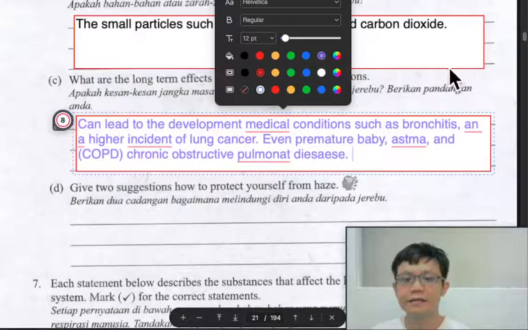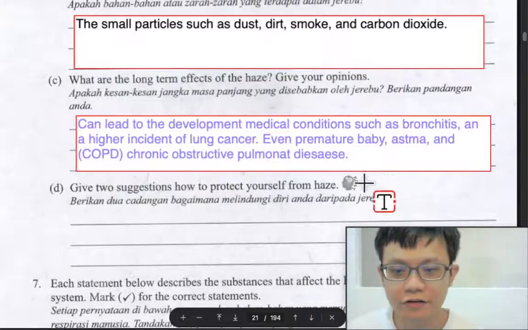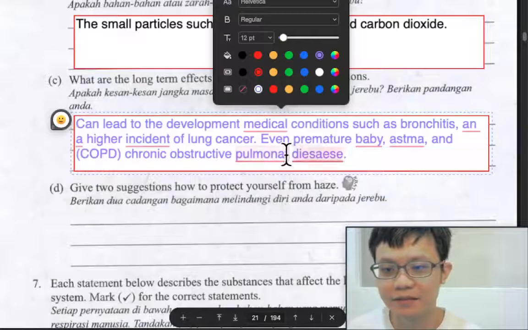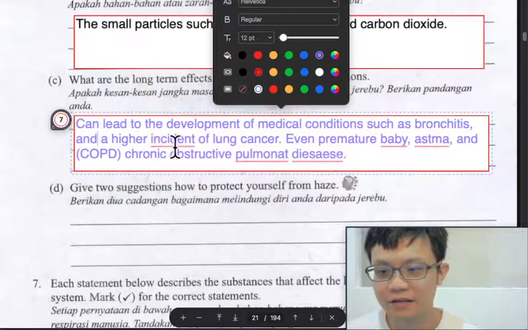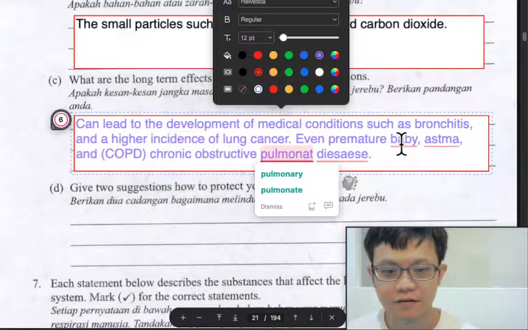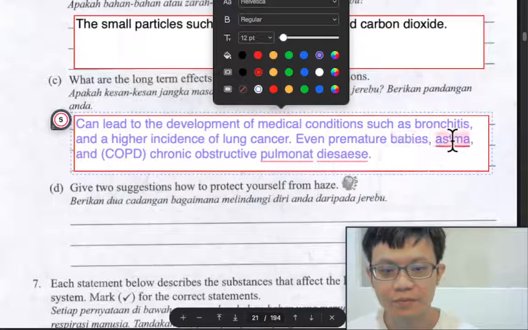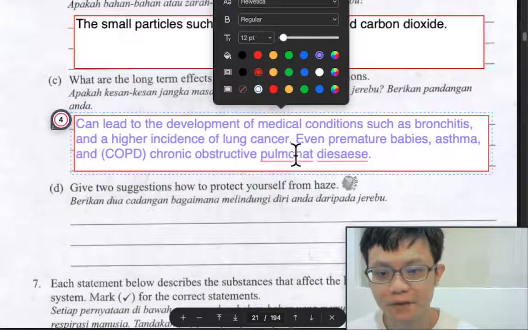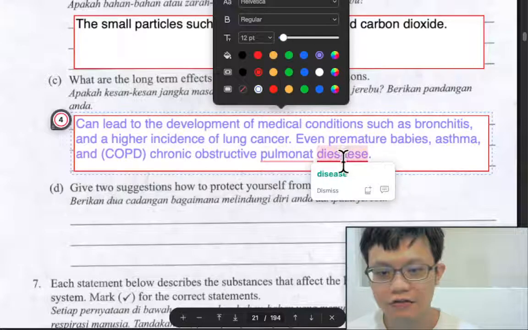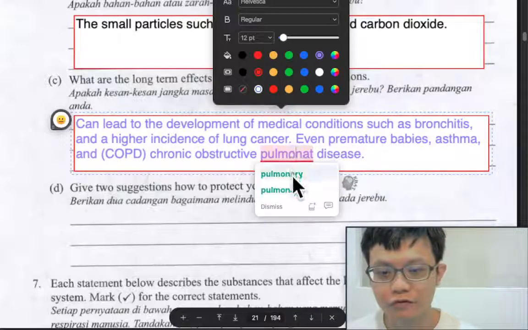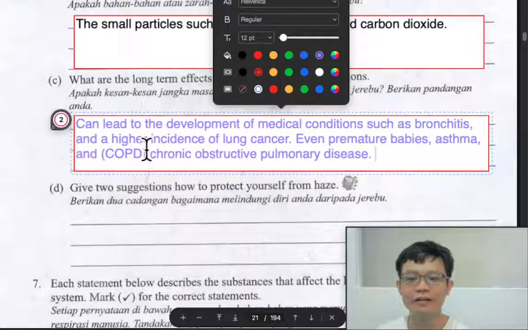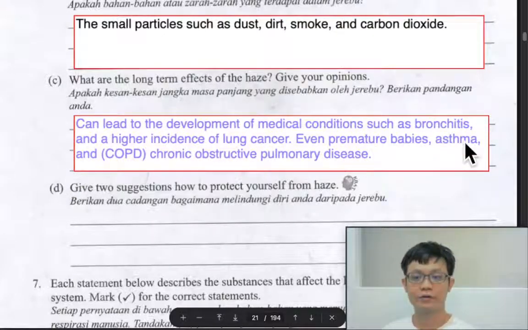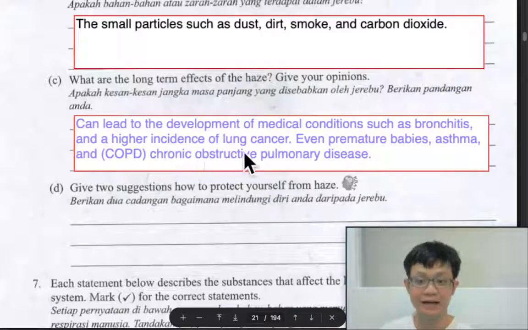Okay, then that's it. Now very good already, I got software already, so never mind my spelling mistake. You see, very good already, software can help you adjust the English. Premature baby, asthma. They should pay me money to promote their software. And then now all English is correct already, okay? Can lead to a development of medical conditions such as bronchitis and higher incidence of lung cancer. Premature baby, asthma, and COPD.